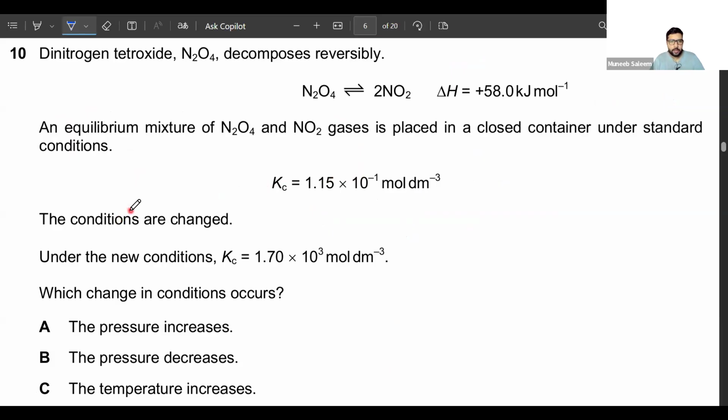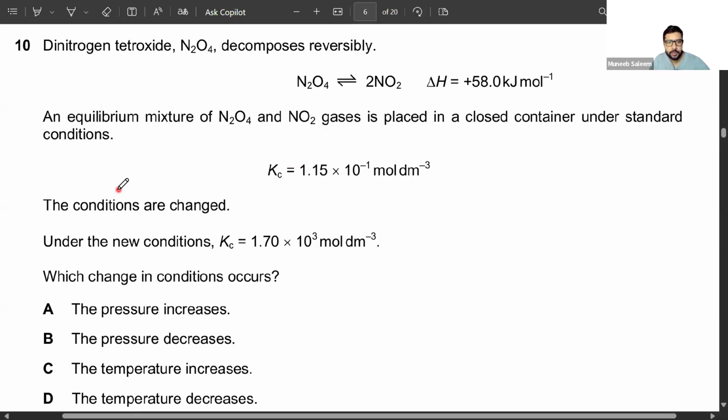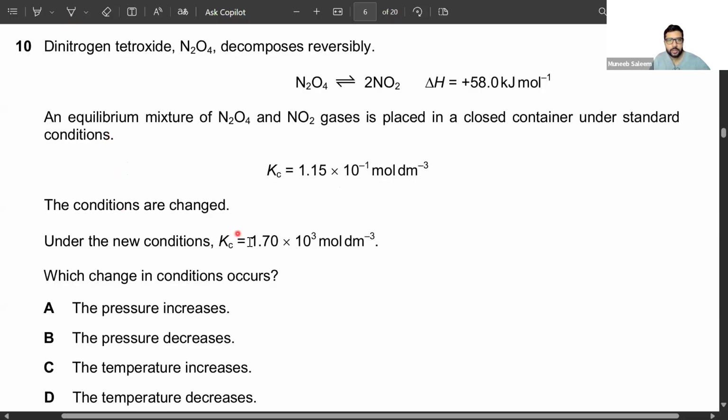The conditions were changed somehow, and under that change, there was a different value of the Kc. We had to tell what change was there. If we compare these two values, this Kc versus this Kc, you can see that after changing the condition, the value has increased, comparing 1.15 × 10^-1 versus 1.7 × 10^-3. That means there is a very large increase in temperature.